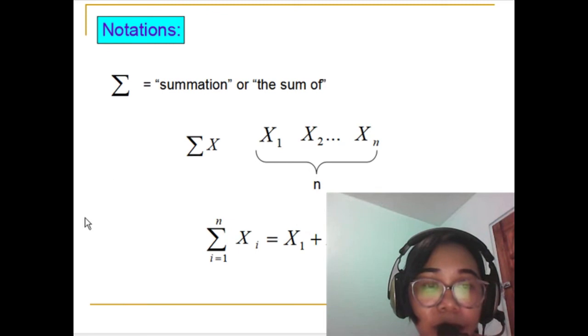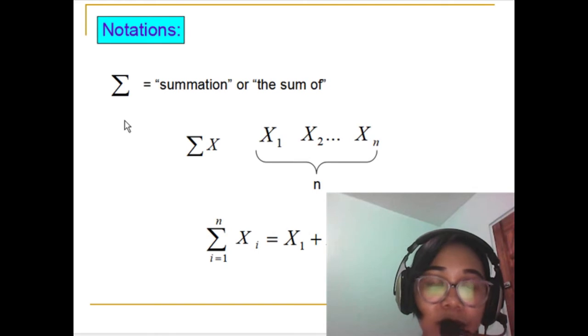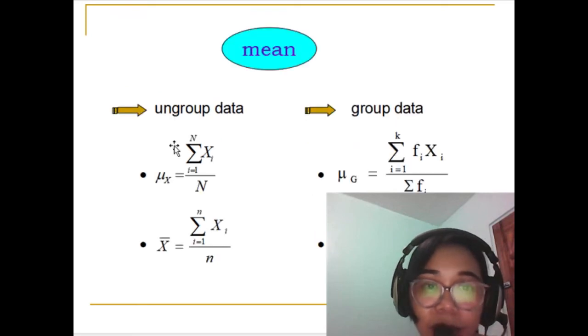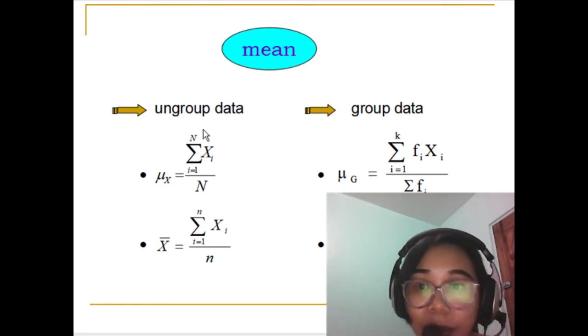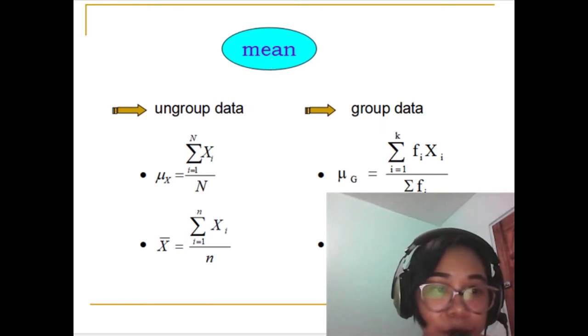Before we discuss the calculation of the mean, we discussed this summation notation, which is an introductory discussion in the measures of central location. I already gave you an example on how to calculate the mean given ungrouped data. This time, we will discuss how to calculate the mean given grouped data.